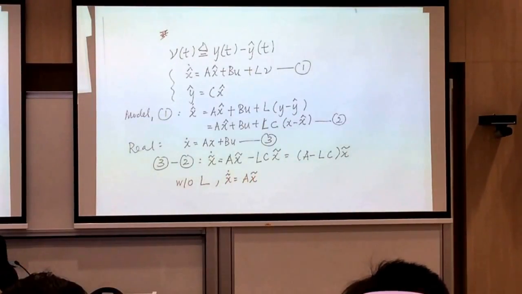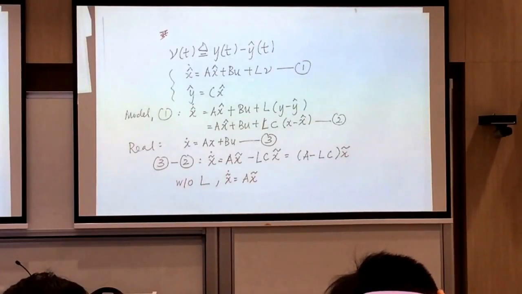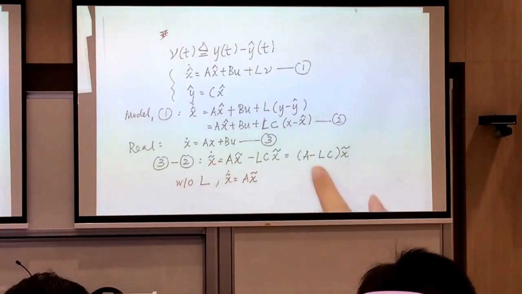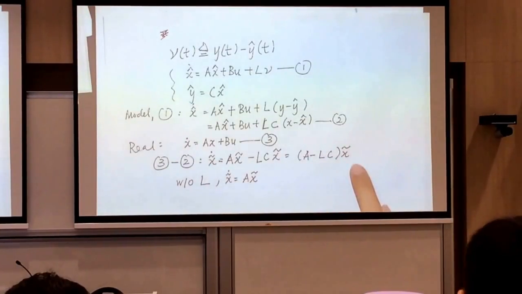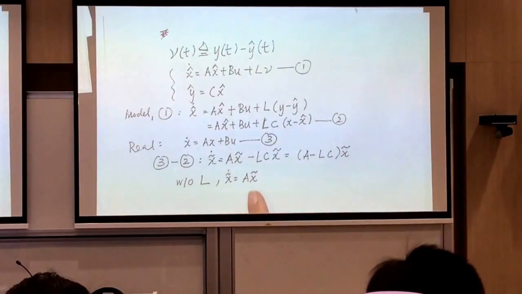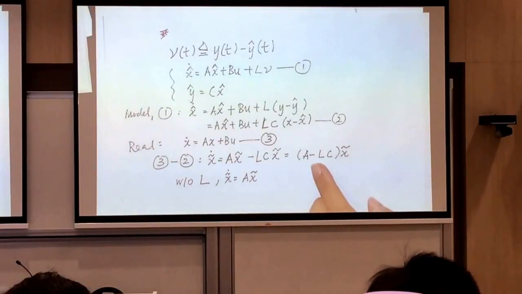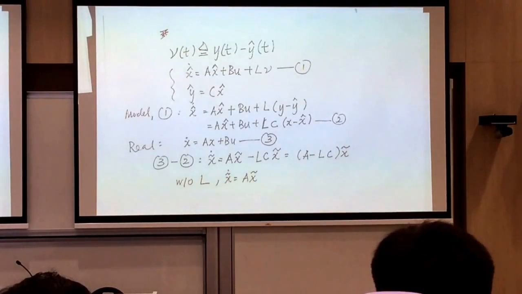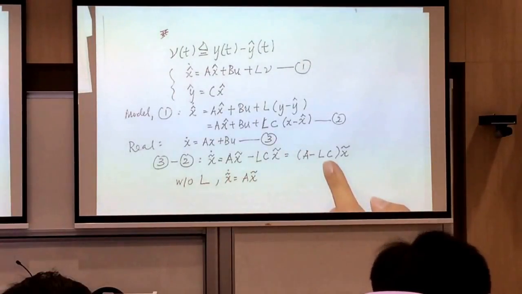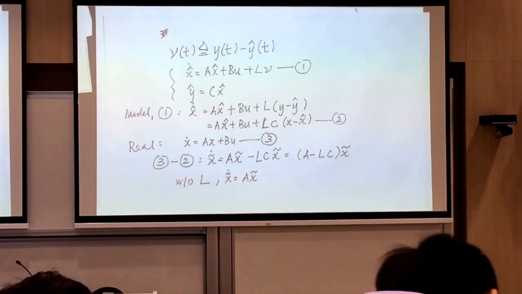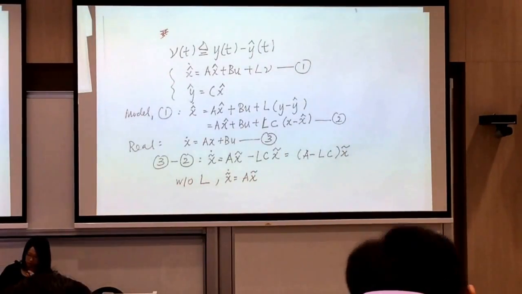And how fast your error goes to 0 is decided by the eigenvalues of A. Now x tilde dot is A minus LC times x tilde. So you can change the speed, from the eigenvalues of A to the eigenvalues of A minus LC. You can design how fast the error goes to 0 by designing L. And that's observer design.